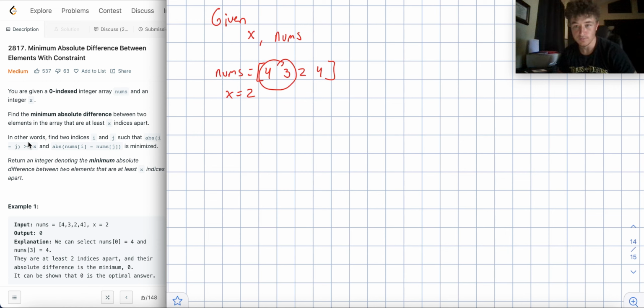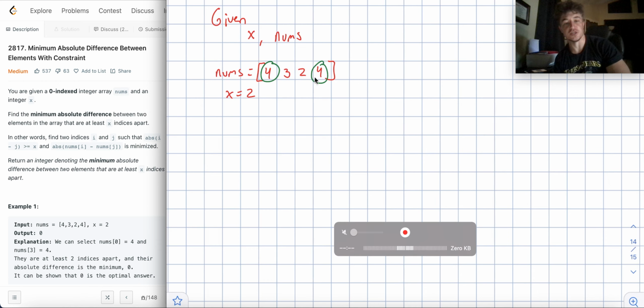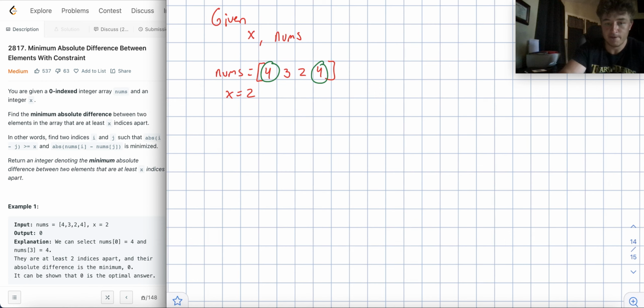Or I'm an idiot because there's even a better example. If they were adjacent, but the actual answer is here. Should I restart this video? No, I'm not going to. So here the answer is 0 because there's this 4 and this 4. So if nums[i] is 4 and this nums[j] is 4, you subtract them, you get 0. You get the minimum difference between elements in this array.